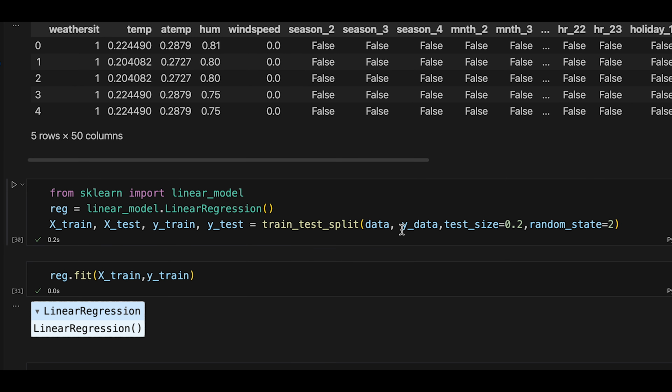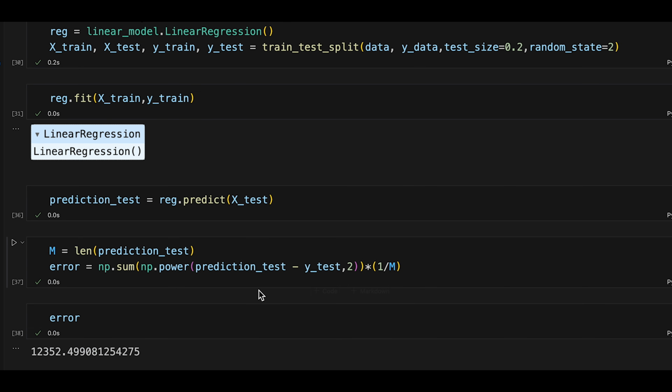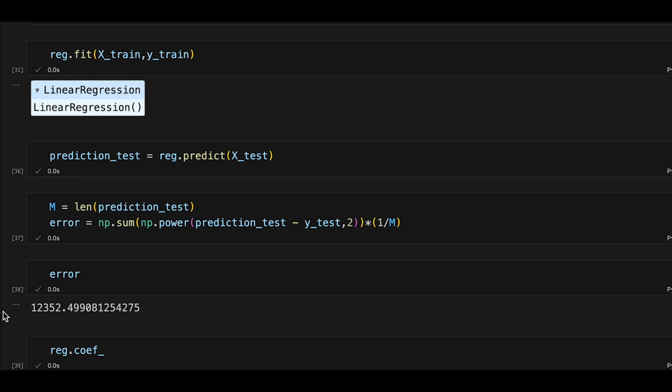And finally, what we are doing is train test split. That is, we are dividing the data into 2 parts. One is the training data, and the other one is testing data. And here we are keeping our testing size to be 0.2. That means 20% of the points will be in the testing data set, whereas remaining 80% will be in the training data set. So we are fitting our training data, and then we are predicting on our testing data. And the amount of error that we have on the testing data is this much.